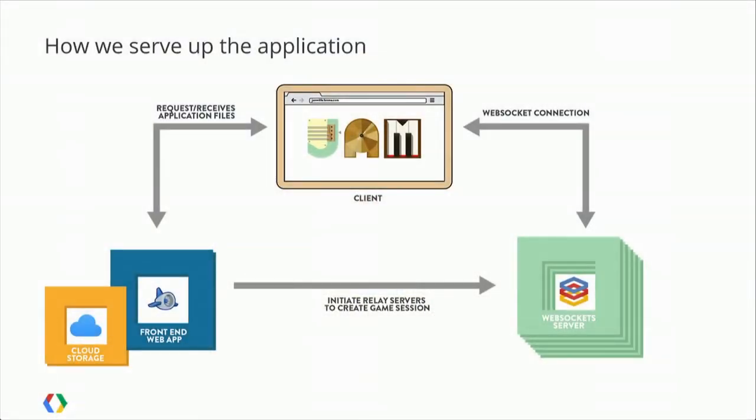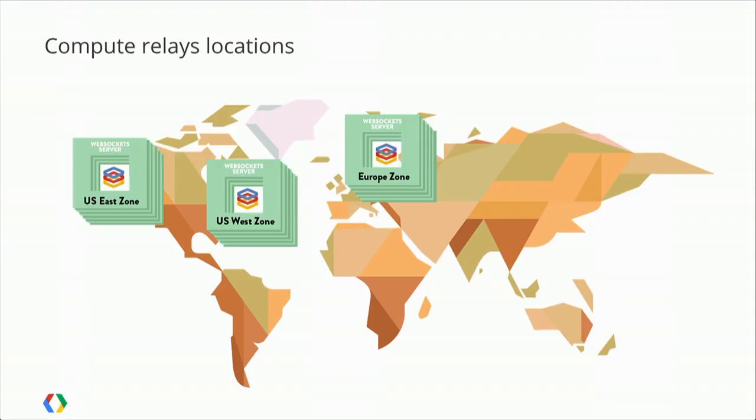So first, how we serve the application. So as you can see here, the client is going to request all the files from App Engine. So it's going to get the CSS, the HTML, and the JavaScript. And all the files which are called from the HTML are served from cloud storage. And then each client creates or joins a jam session, which is hosted on a WebSocket server. And these WebSocket servers are in different data centers across the world to optimize the latency.